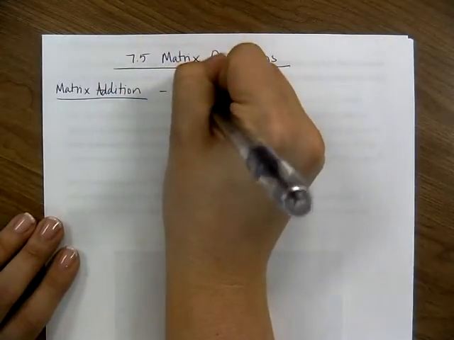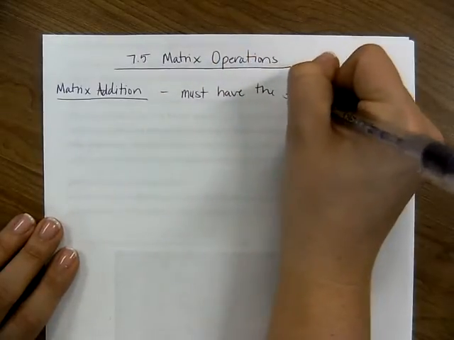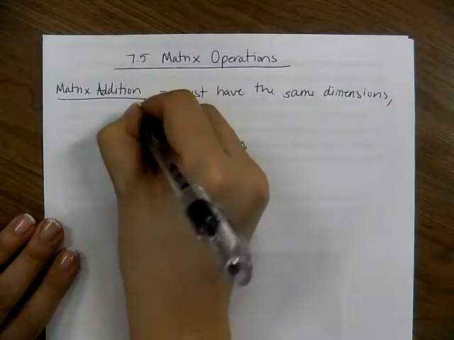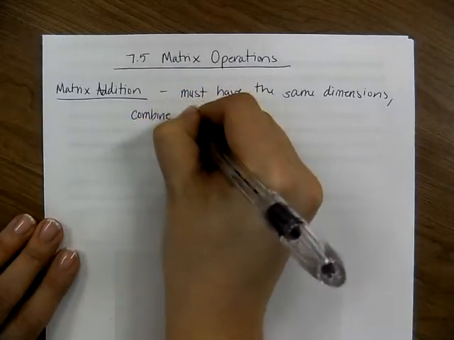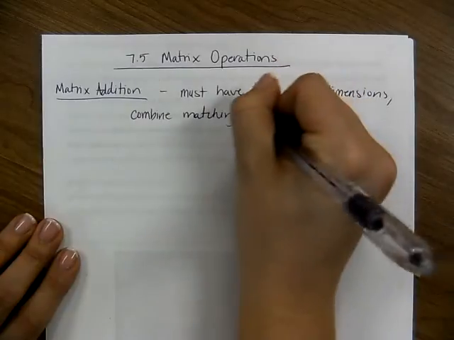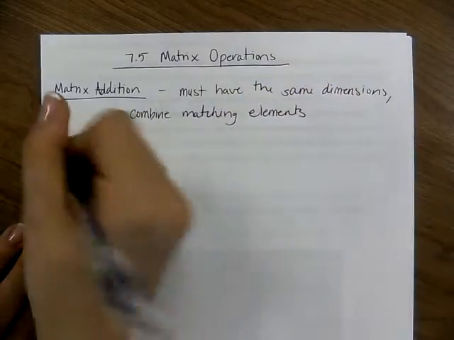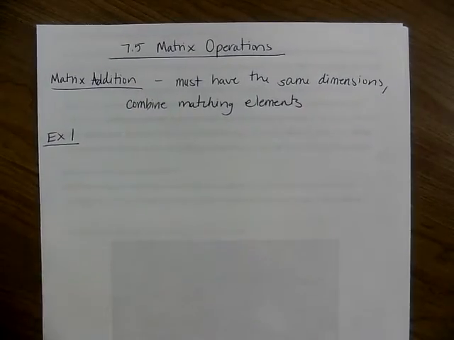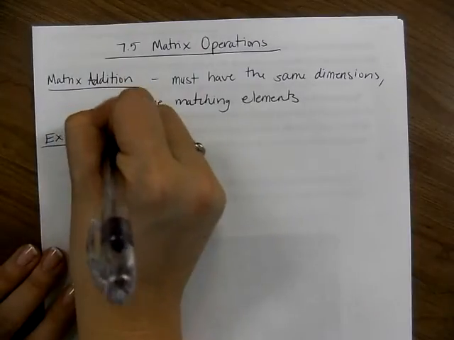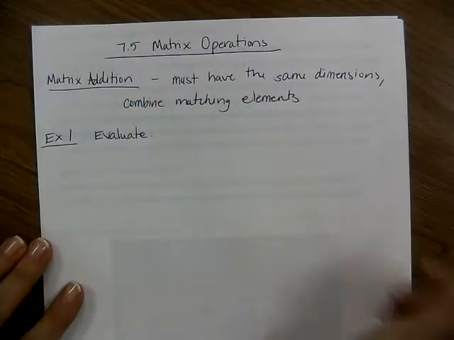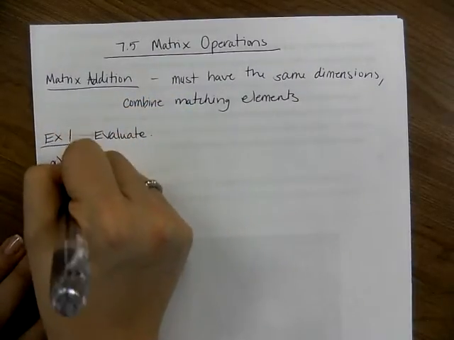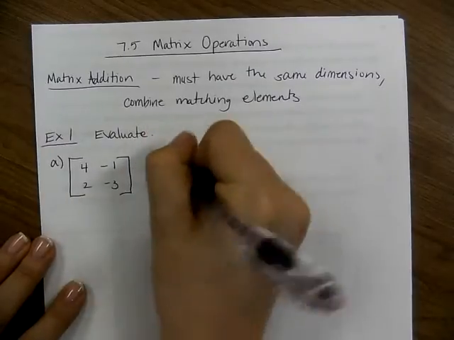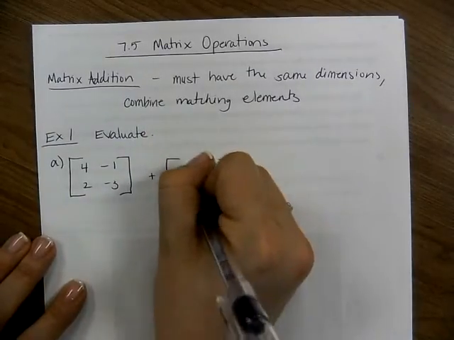Here's the deal. You must have the same dimensions. And then all you do is combine matching elements. Okay, so we're going to do an example of this. Alright, let's say evaluate. And let's say we are given these two matrices, 4, -1, and 2, -3, plus 2, -1, and 0, 6.